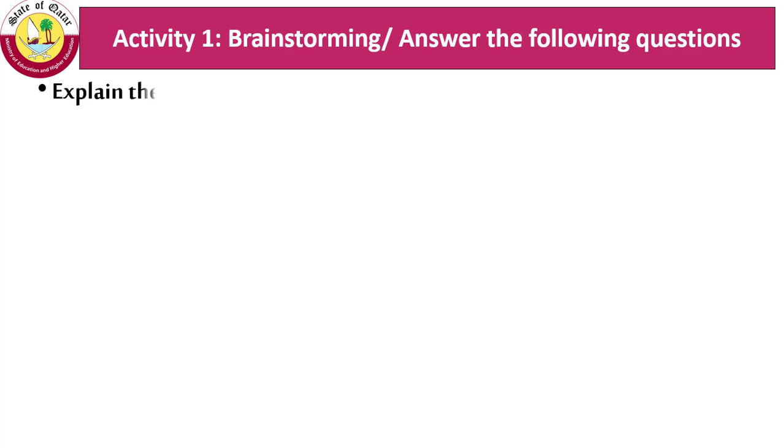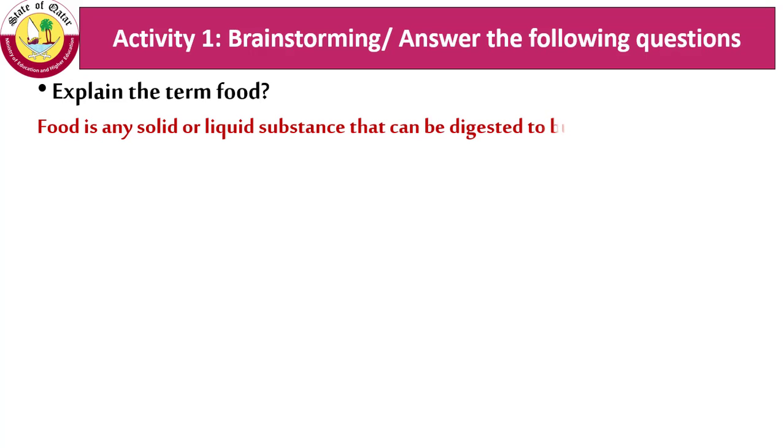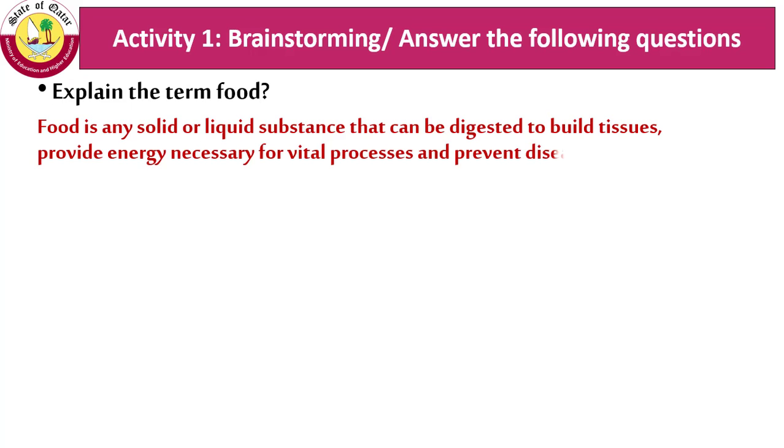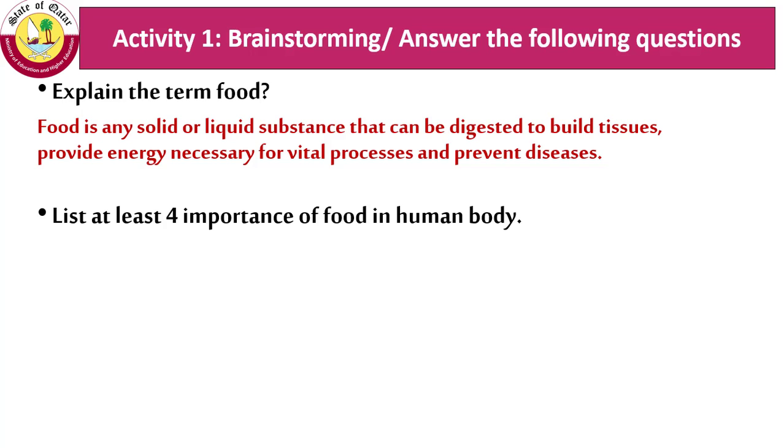Question 1. Explain the term food. Food is any solid or liquid substance that can be digested to build tissues, provide energy necessary for vital processes, and prevent diseases. Question 2. List at least 4 importance of food in a human body.